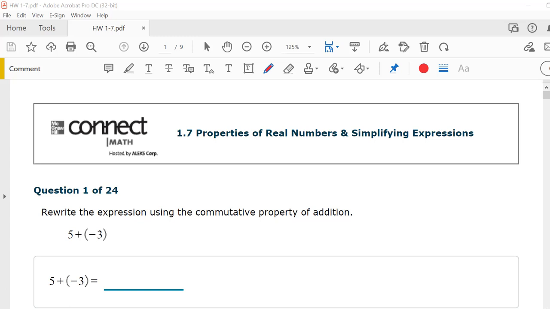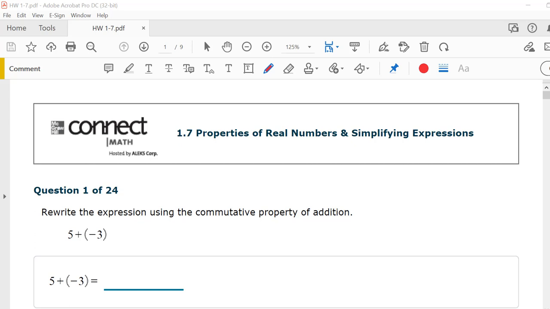All right, instead of spending time recording lecture notes, I thought I would record working through the homework sets. So after this first one, I need some feedback from you guys to know if it was helpful or not. In Connect Math, you should have very similar problems. They won't have the same numbers, but the directions will be the same on each of the problems. So here we go on section 1.7, properties of real numbers and simplifying expressions.